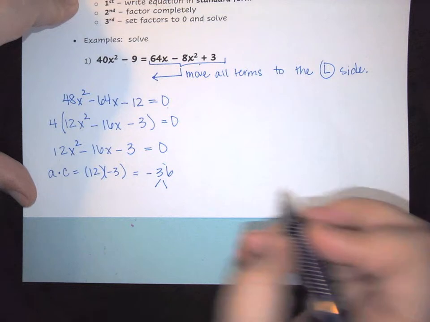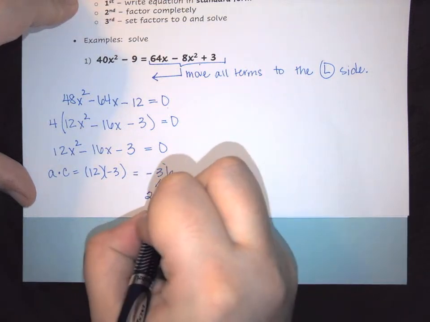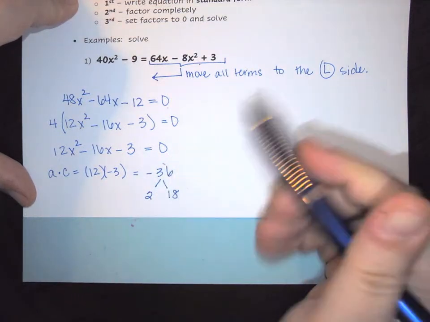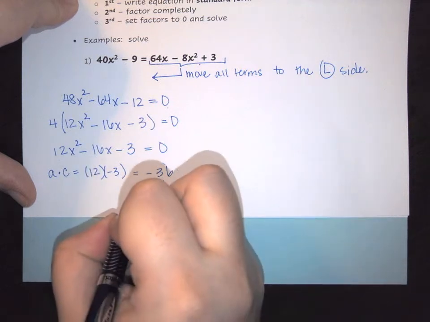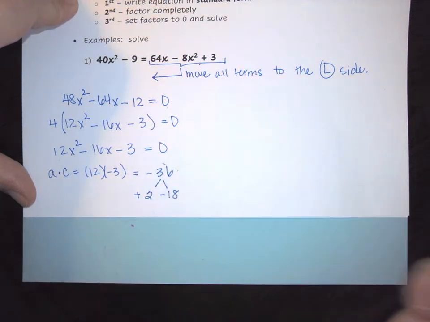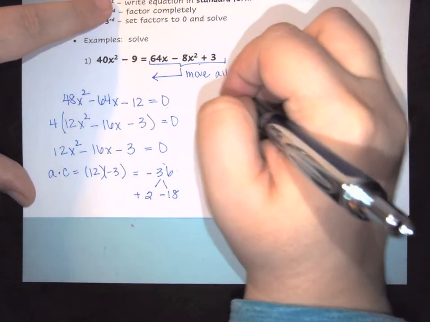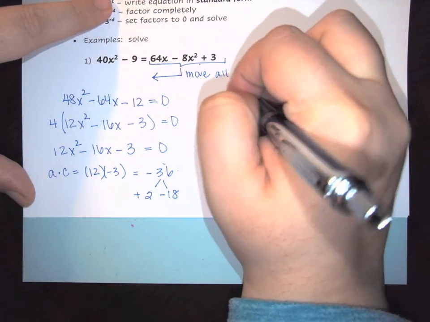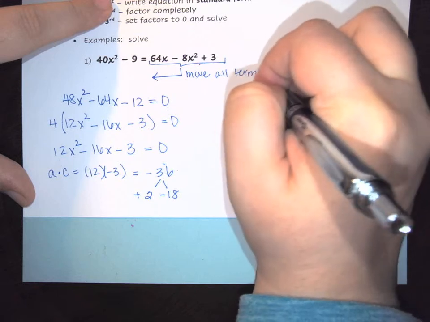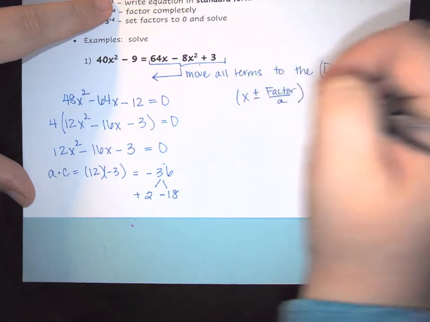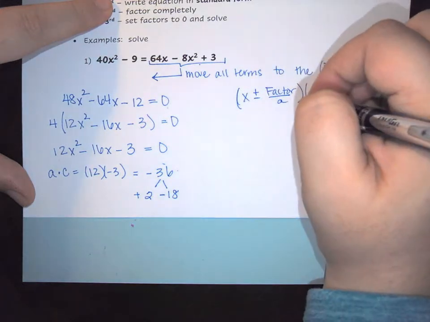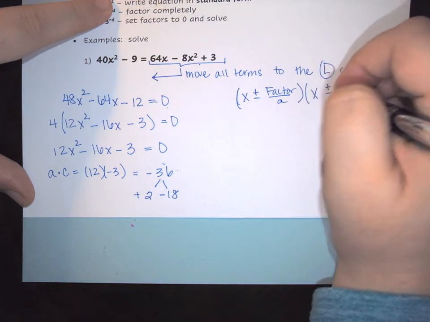Now I want to look at all of my factors of 36 that when combined together give me 16. In this case we know that 2 and 18 give me 36. I want a negative 16, so if my 2 is positive and my 18 is negative, I get that. So I'm going to set up my factors to have x plus or minus your factor over a, and we're going to multiply that by the secondary factor.